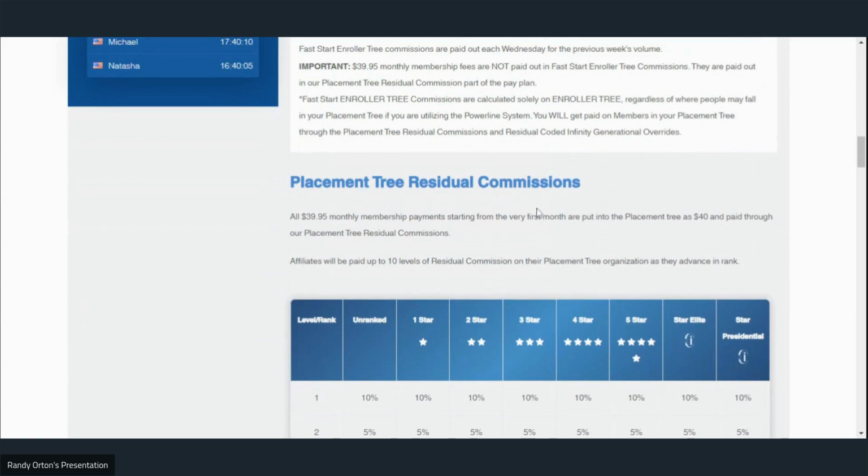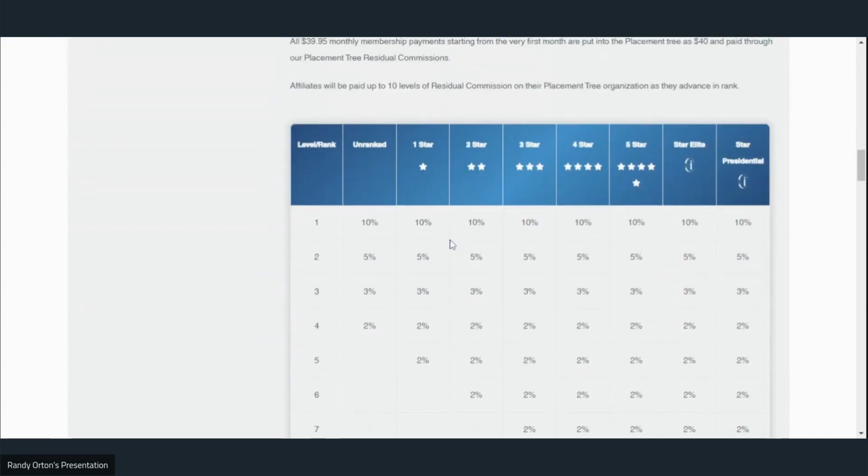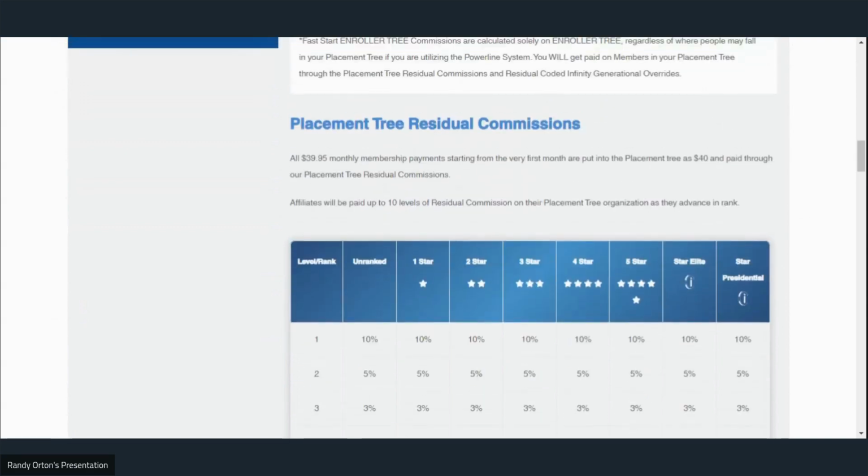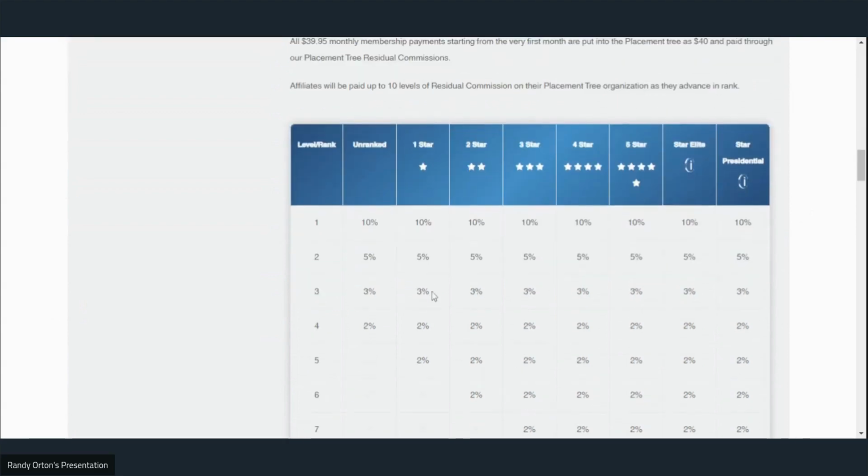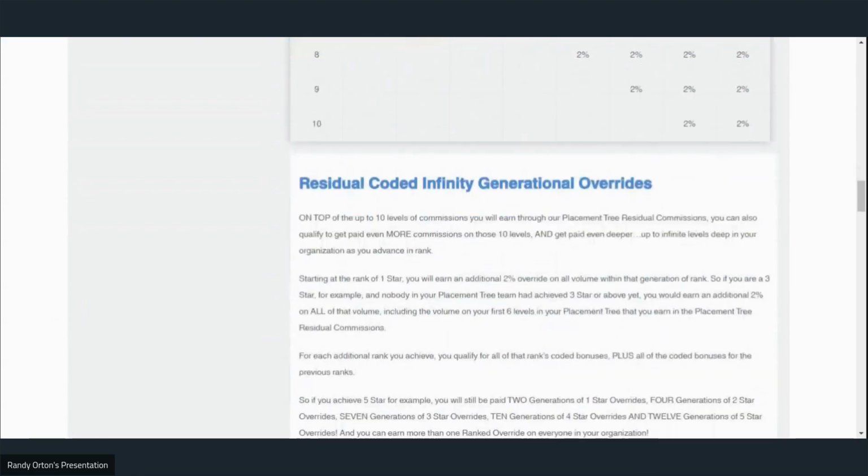So here's the placement tree residual commissions. This is the $39.95 monthly membership payments. And once these start rolling in, your affiliates underneath you, the people underneath you, you would get 10% on everybody at first level, 5% on anybody at second level that they sign, 3%, 2%, and you can see on down, all the way 10 levels deep.